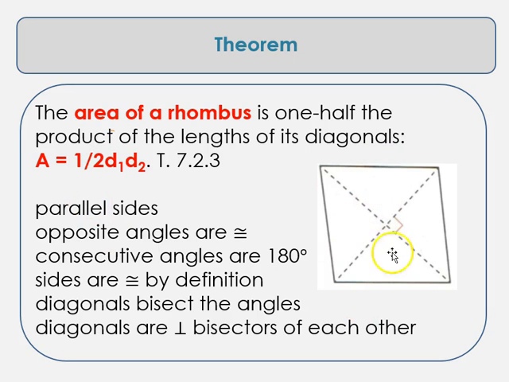Let's just review the qualities of a rhombus. It has parallel sides, so opposite parallel sides. The opposite angles are congruent. Consecutive angles equal 180, they're supplementary. Sides are congruent by definition, so all of these sides are congruent. Diagonals bisect the angles, so each one of these angles at the vertex is bisected, and diagonals are perpendicular bisectors of each other. That means we have 4 90-degree angles in the center of the rhombus.